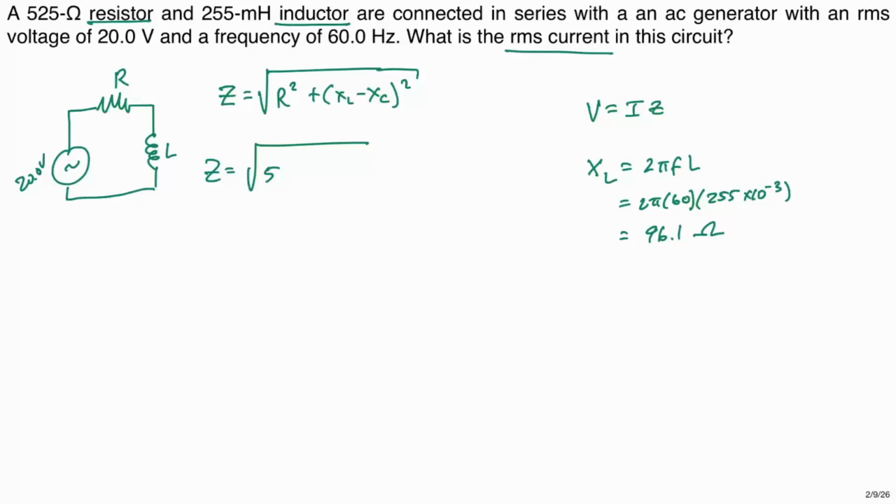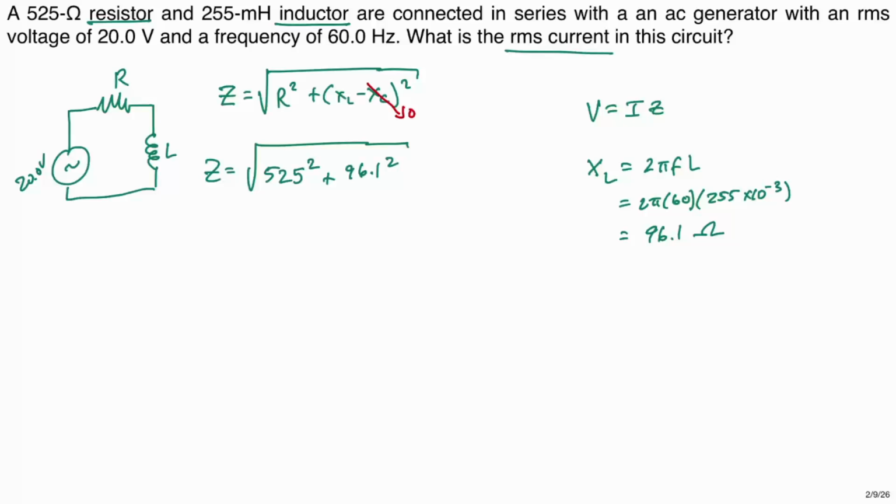525 squared plus 96.1 squared. What's XC in this problem? Yeah, it's 0, because there's nothing there, right? So we can just do that.